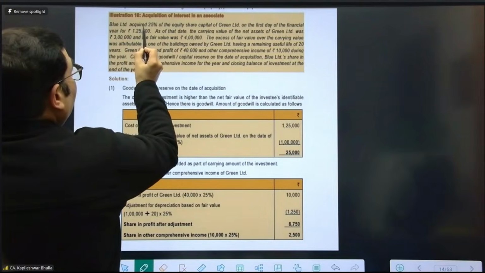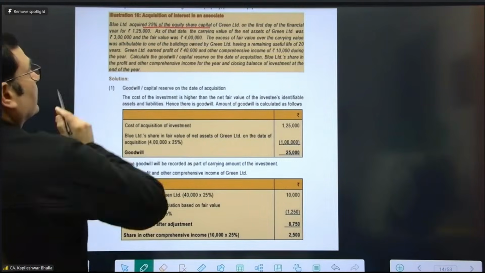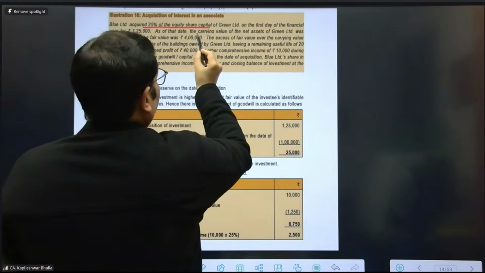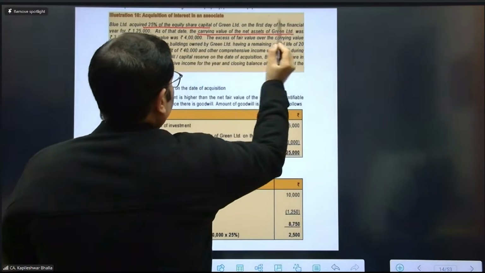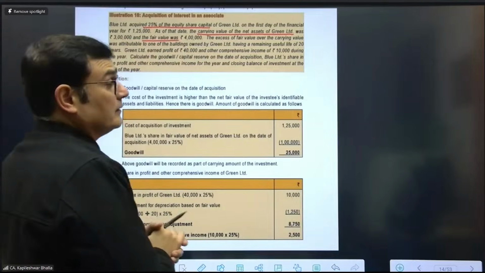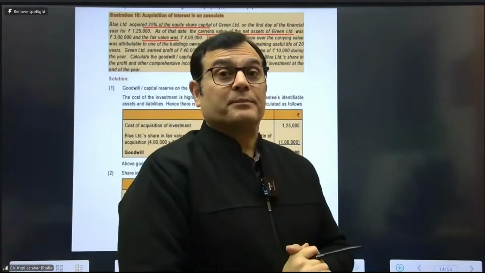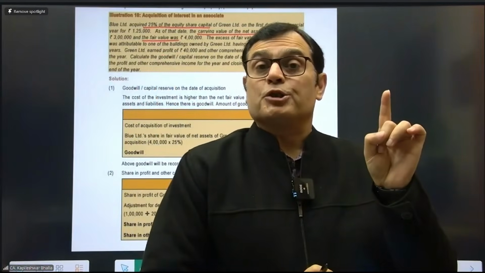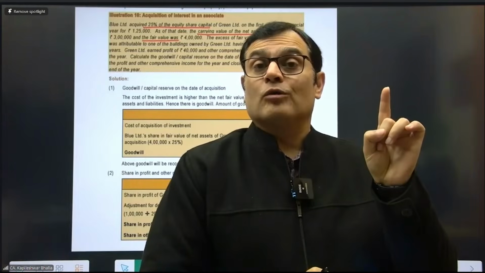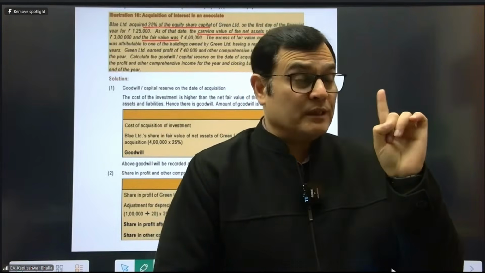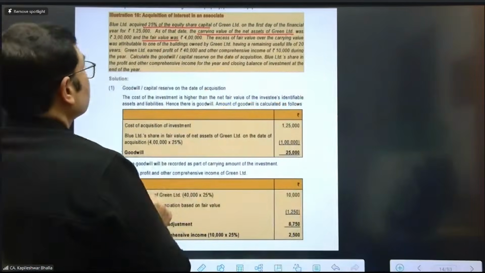It says Blue acquired 25% equity share capital of Green on the first day of the financial year at 125. On that date, the carrying value of the net assets is given and the fair value of the net assets is given. Now, if you recall in step number 1, I very clearly said you need to compare the share in the net assets on the date of acquisition at a fair value. So I'm not concerned with the carrying amount, I need the fair value.